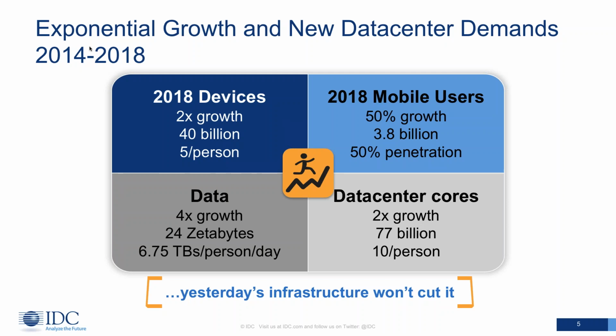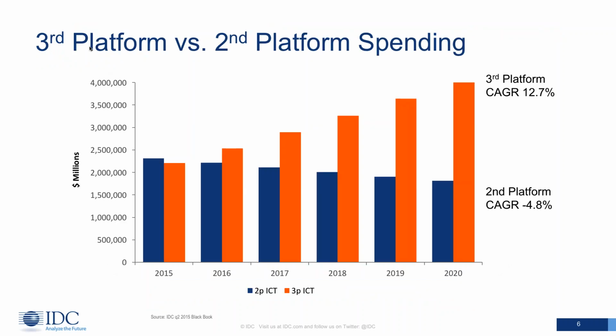An important point here, underlying it all, is that yesterday's infrastructure won't be up to the task. You need to adapt your infrastructure for the purpose. And the purpose, of course, is the third platform, as we mentioned earlier. And what this slide shows is how the third platform will come to predominate over the next few years. It's important to understand because it has significant implications for all of us.